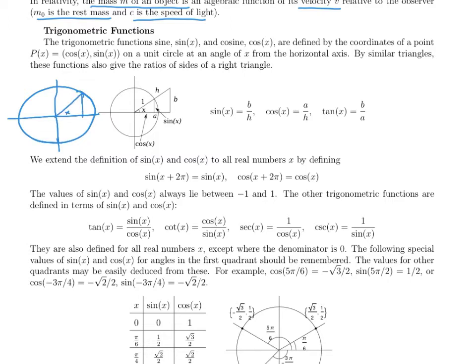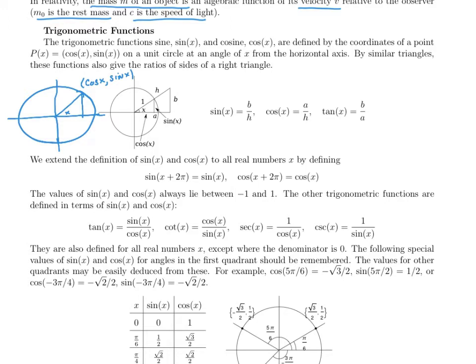take a ray from the origin to the edge of the circle, that makes an angle x with the positive horizontal axis, then the point at which it cuts the circle has coordinates cosine x, sine x. So that gives me a definition of cosine and sine.